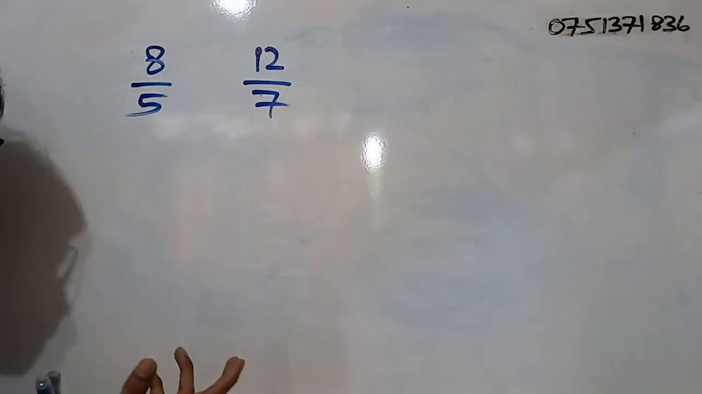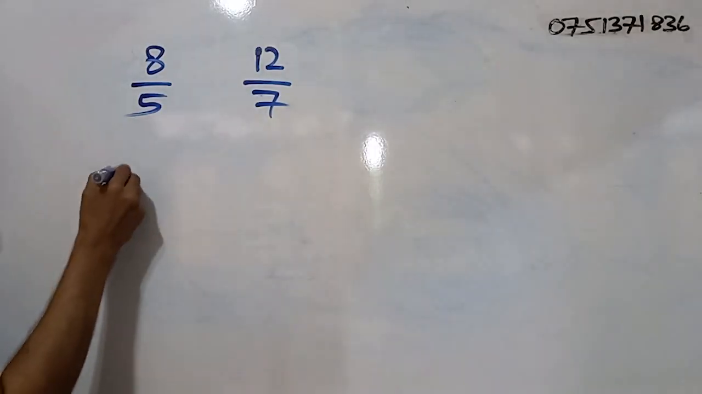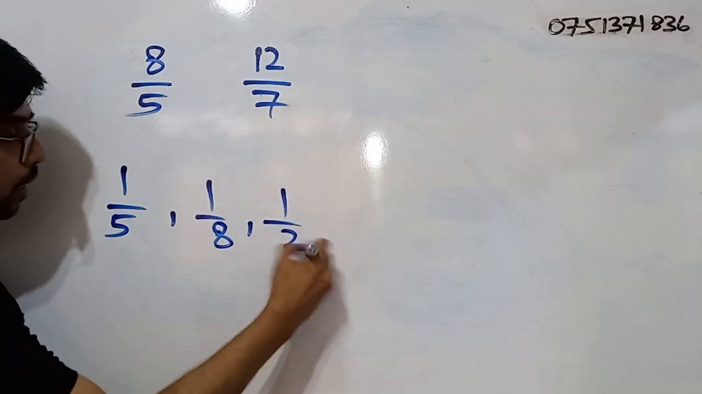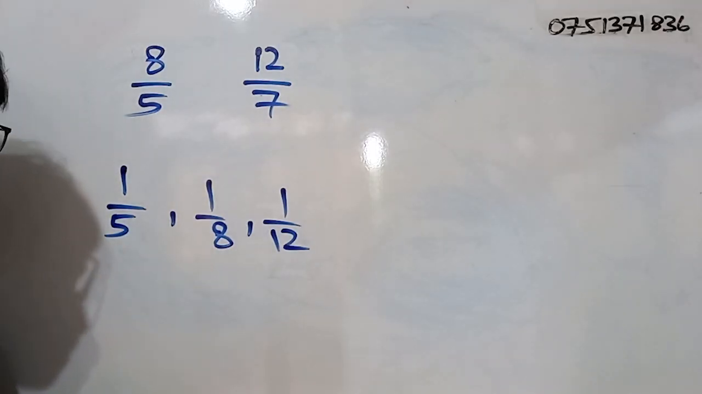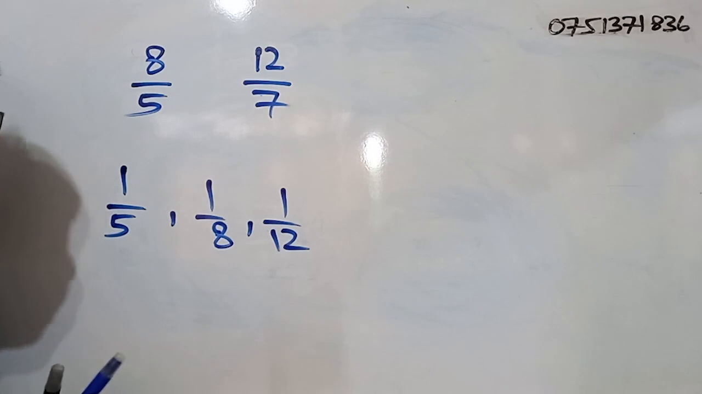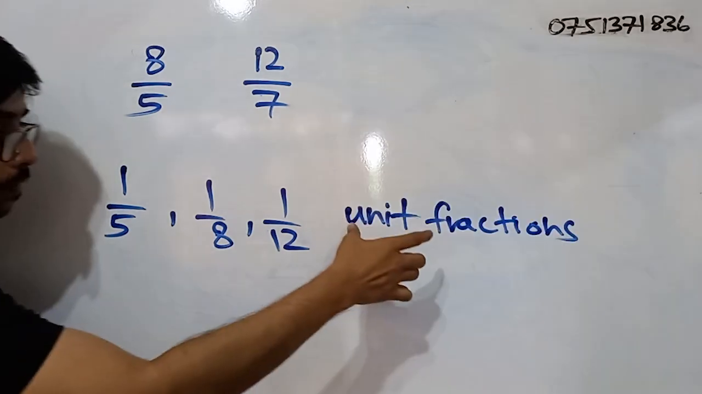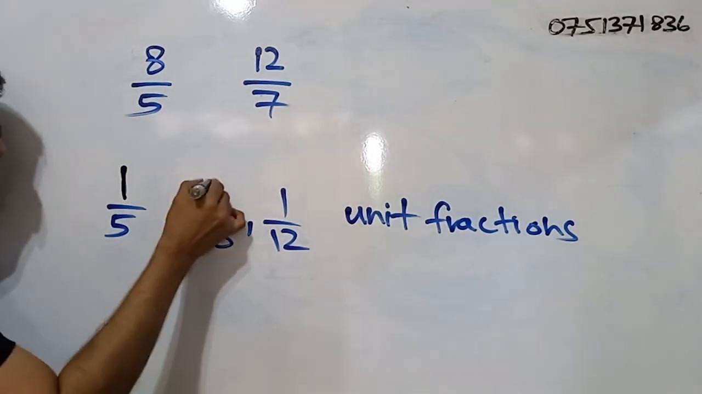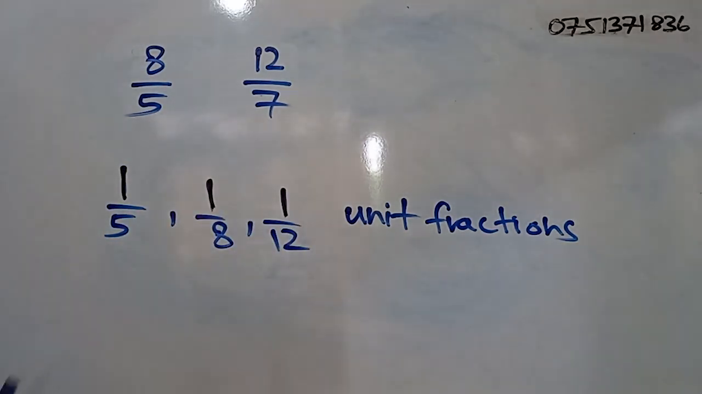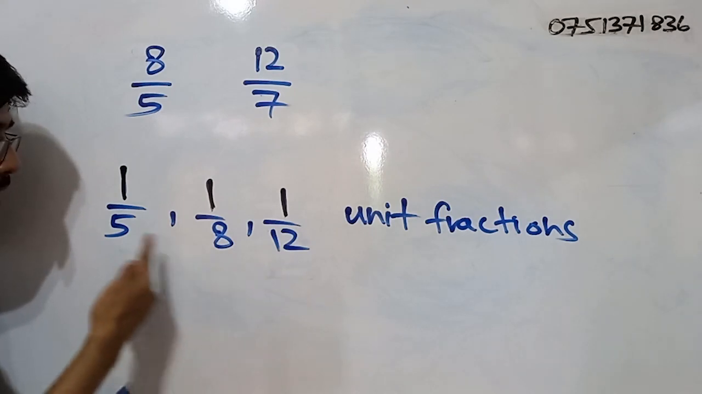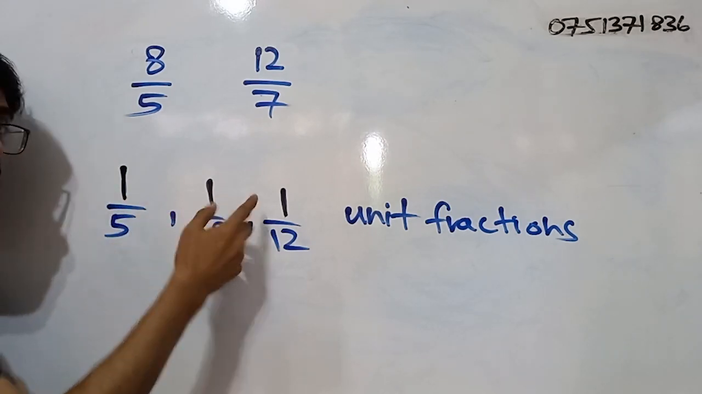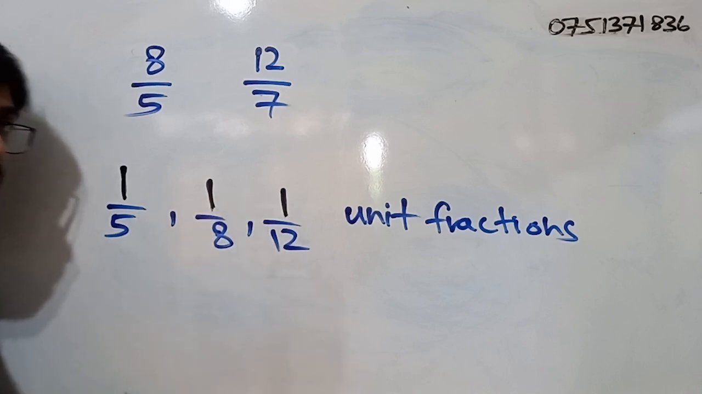Now we will take a few examples. I'm going to write 1 by 5, 1 by 8, 1 by 12. What are these fractions? These fractions are unit fractions. We know in unit fractions, the numerator is always 1. So in these 3 fractions, even though the denominator is different, the numerator is the same, which is the number 1.